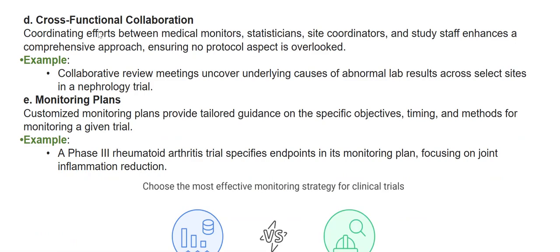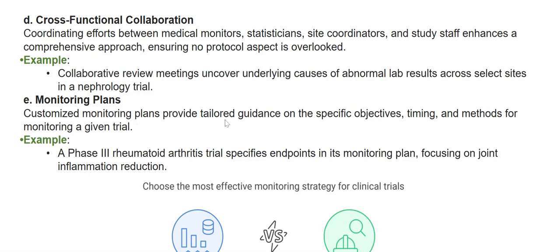Cross-functional collaboration. Coordinating efforts between medical monitors, the MMs, the statisticians, site coordinators, and study staff enhances a comprehensive approach, ensuring no protocol aspect is overlooked, meaning making sure about the adherence to the protocol, or the protocol adherence. Example: collaborative review meetings uncover underlying causes of abnormal lab results across select sites in a nephrology trial, as an example.